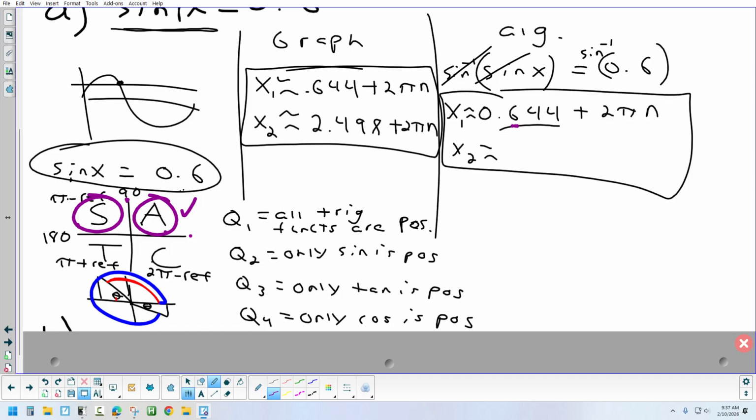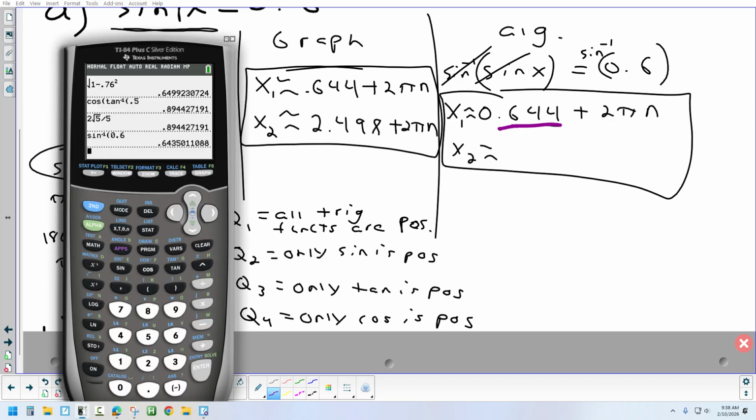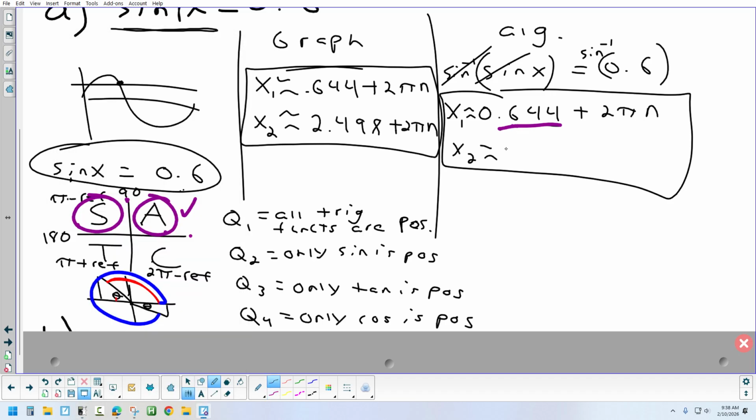What's the formula to find an angle in quadrant 2? Yep. Pi minus the reference angle. This is your reference angle. Your first answer. Pi minus 0.644. So if we take pi minus 0.644, you get 2.498. It's exactly the same answer we got before.